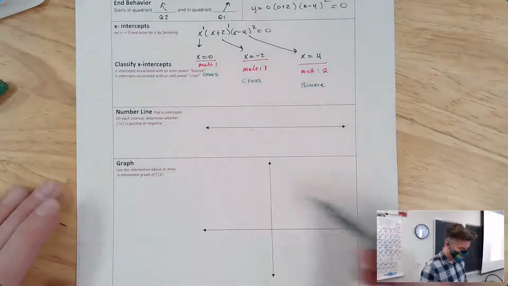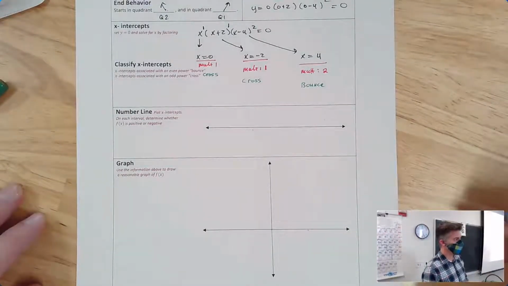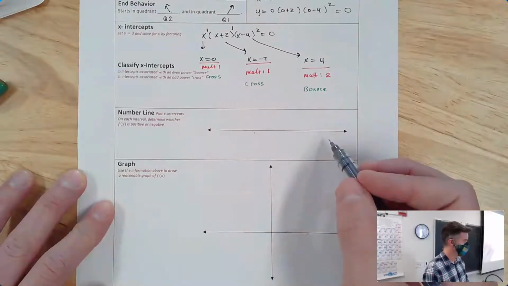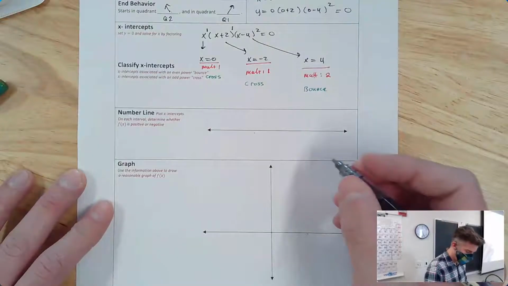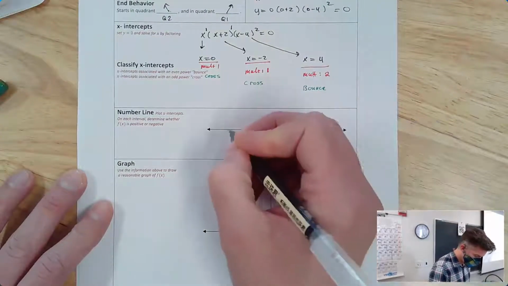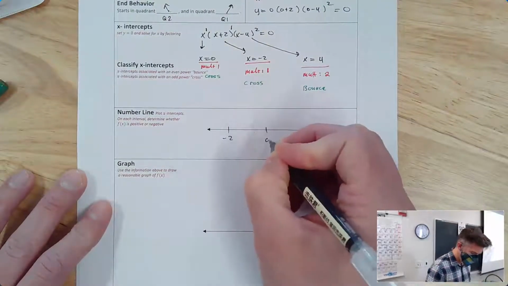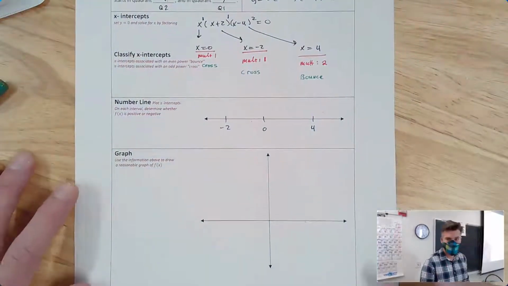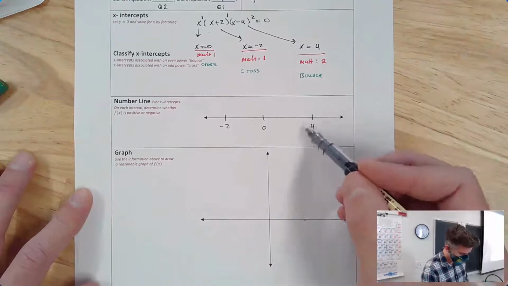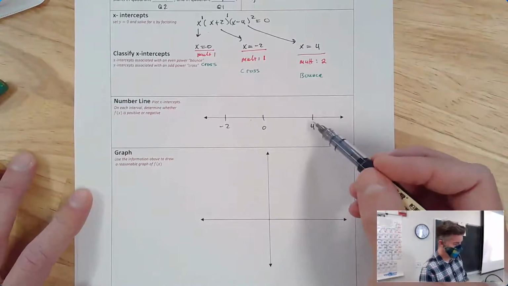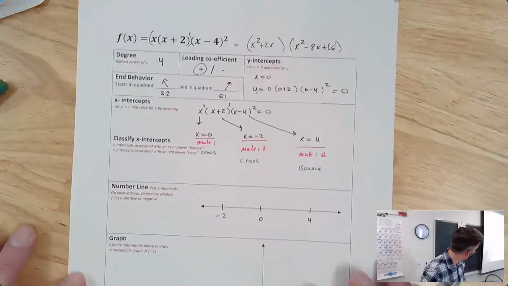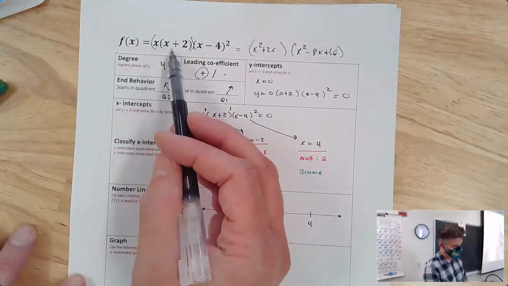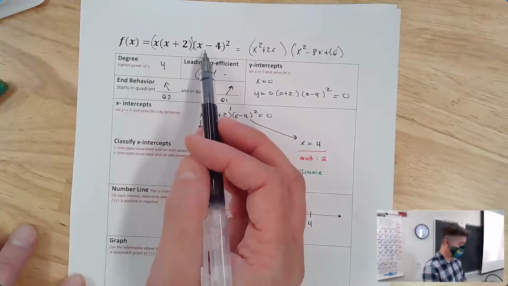So let's put our numbers on the number line, and we need to put them in the right order. If I wasn't being careful, I might accidentally write 0, negative 2, 4, which is definitely not the right order. 4 is the biggest, negative 2 is the smallest, and 0 goes in the middle. Now, if I pick a number larger than 4, like 5, and look back at the factored form, I plug in 5, it's positive, 5 plus 2 is positive, 5 minus 4 is positive, the whole thing is positive.